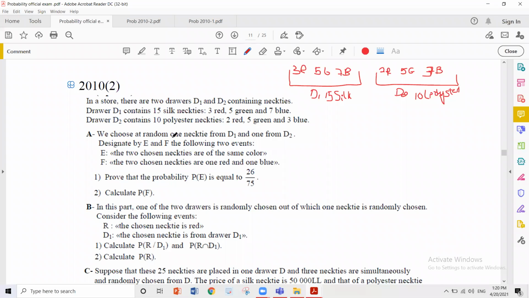We choose at random one necktie from D1 and one necktie from D2. We choose one from each one.